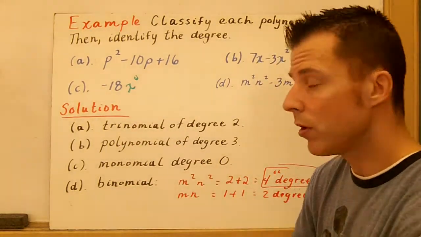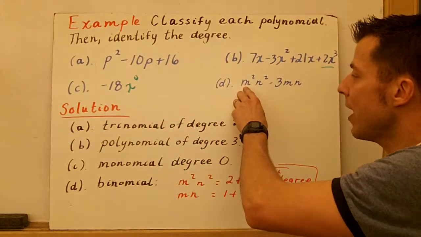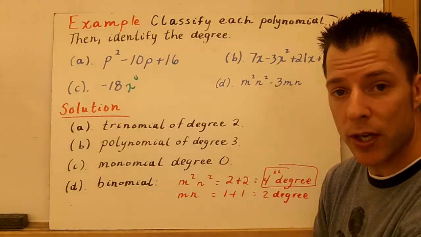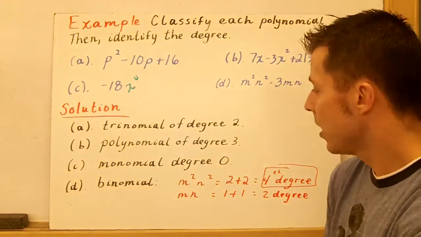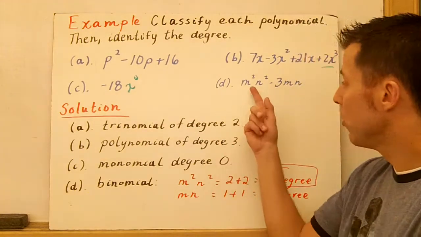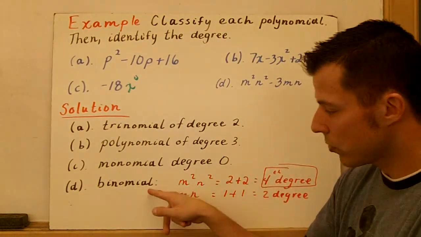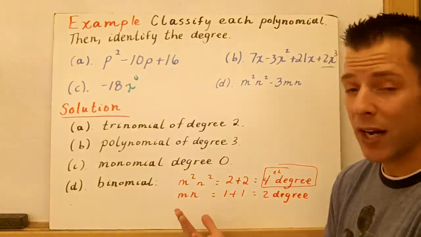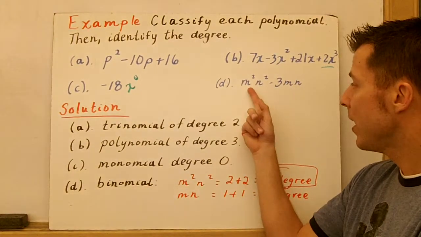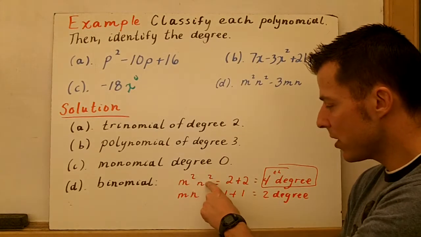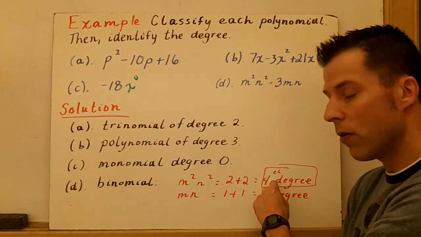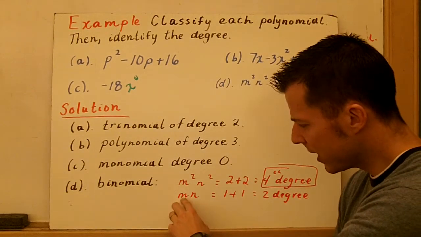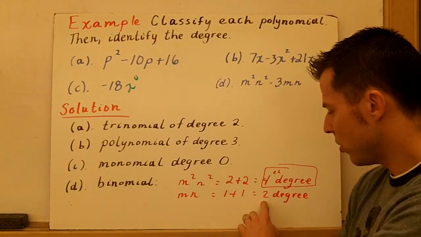I saved the trickiest one for last here in part D. We have m squared n squared minus 3mn. So it's a polynomial in 2 variables. So here's what we have to do. We know that it's one term minus another, so it's a binomial. That's pretty self-explanatory, hopefully. But now how do you find the degree? We have m and n, so you have m squared n squared, which is 2 plus 2. That's degree 4. Then we actually have to look at the 3mn term. Okay, and that's degree 1 plus 1, so that's 2.